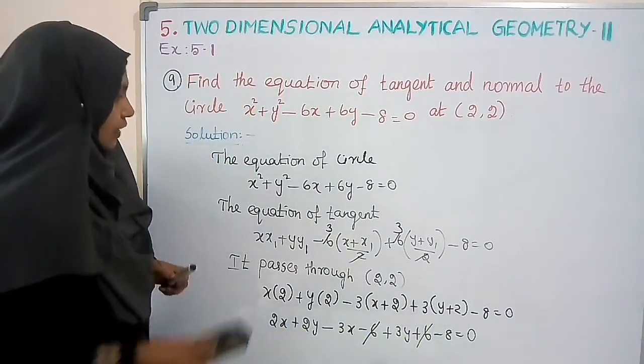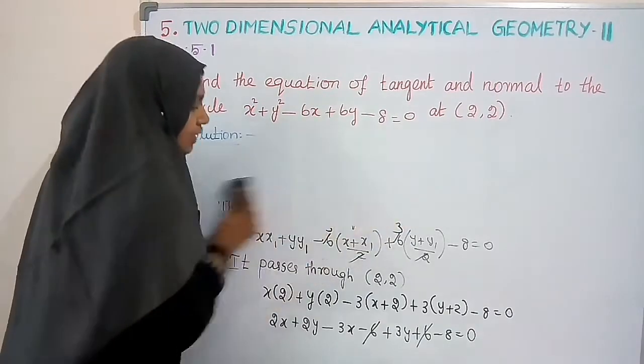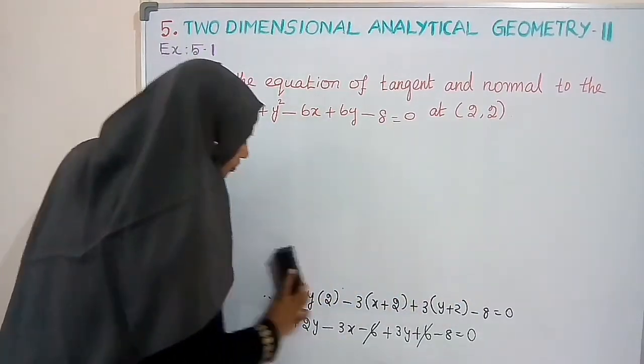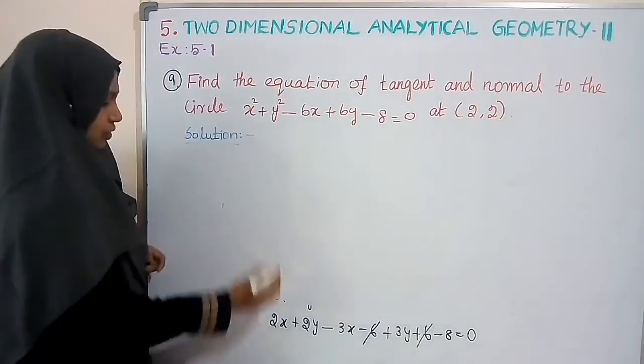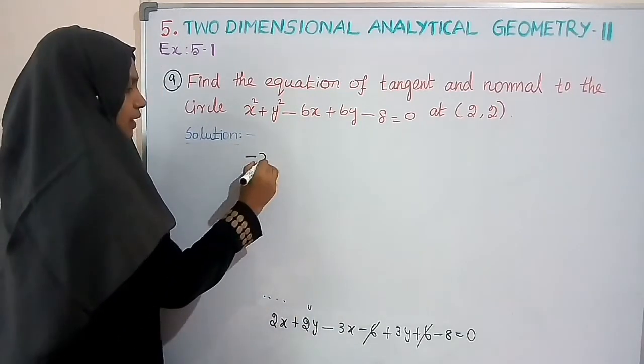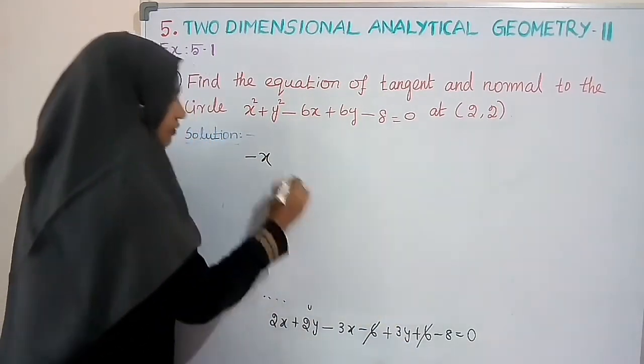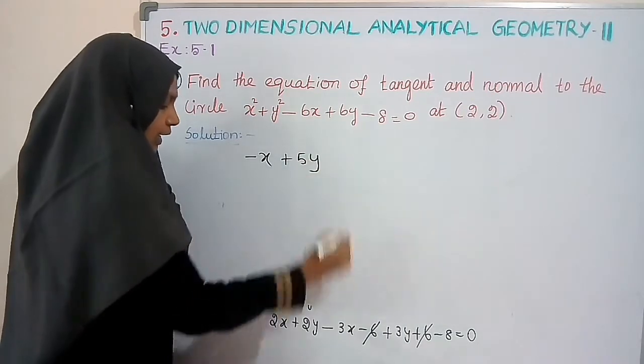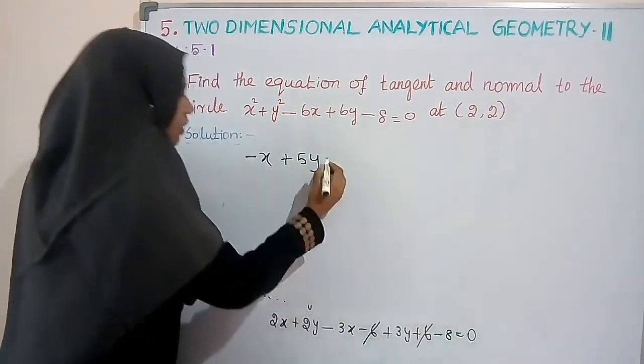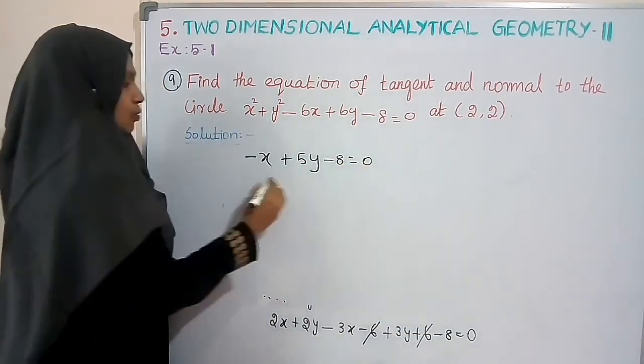So finally we have the equation of tangent as: 2x minus 3x is minus x. 2y plus 3y is plus 5y. And the constant term we have minus 8 is equal to 0.